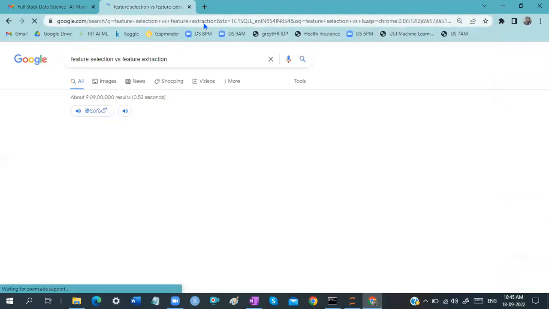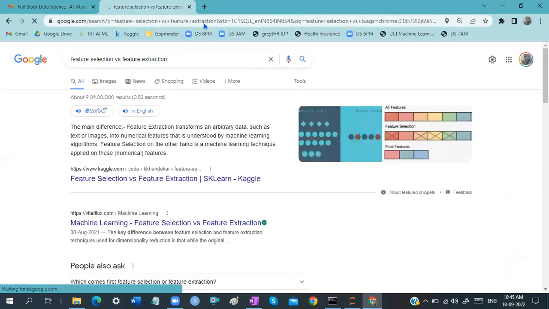So what is feature selection? Features are nothing but the columns, guys. Which columns do we have to select? If you want to predict whether a person is a defaulter or not, what factors does it depend on? Does it depend on the age, his salary, his amount of loan, or the duration? On what factors does it decide? What factors it decides is what we call feature selection. Feature extraction, on the other hand, is a machine learning technique applied on these particular features.